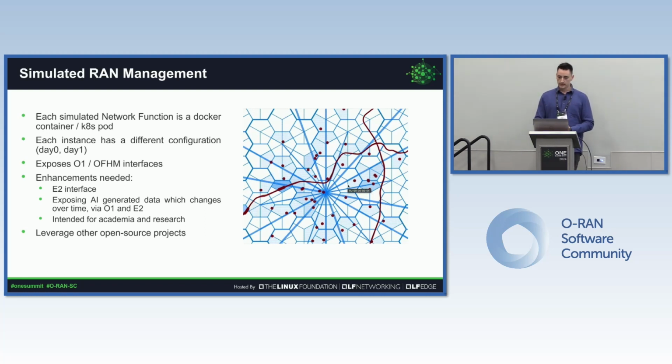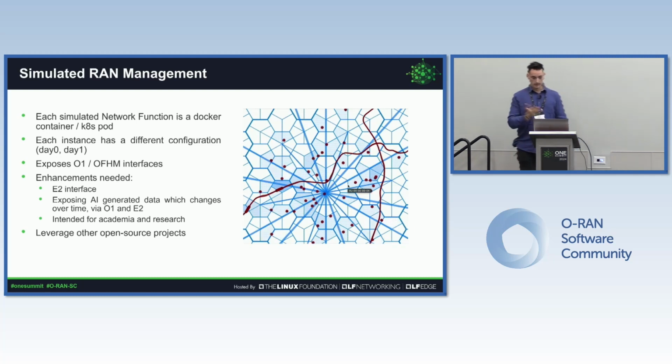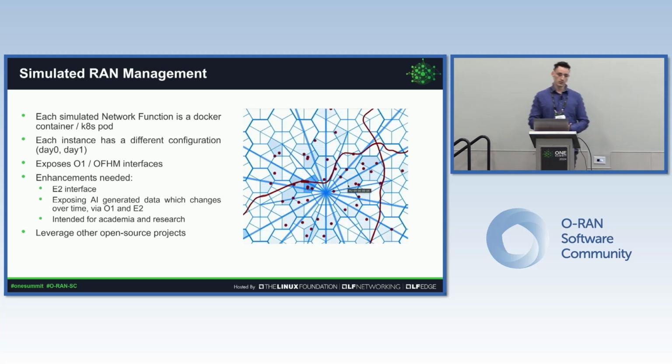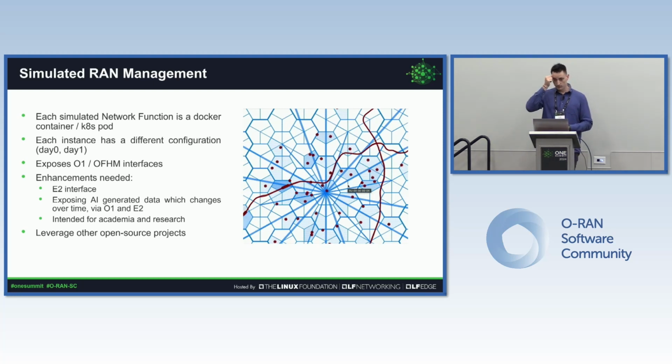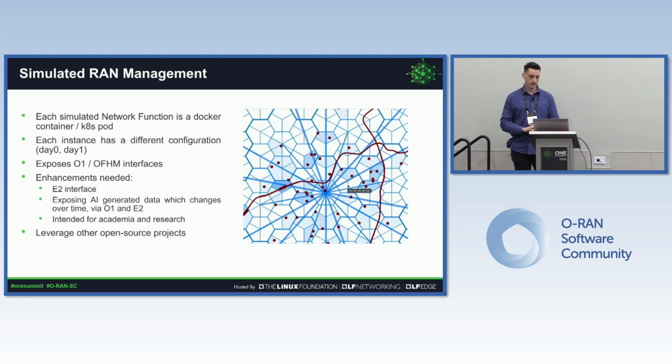And for example, we have here the RAN management simulated in the OSC simulations project. We have different network functions, currently ORUs and ODUs, simulated as separate Docker containers or Kubernetes pods. Each can have a different configuration, either day 0 or day 1. But this is not enough. So we need to go further, and instead of just having a simulated RAN management, we need to go towards a simulated RAN. So not just the management.